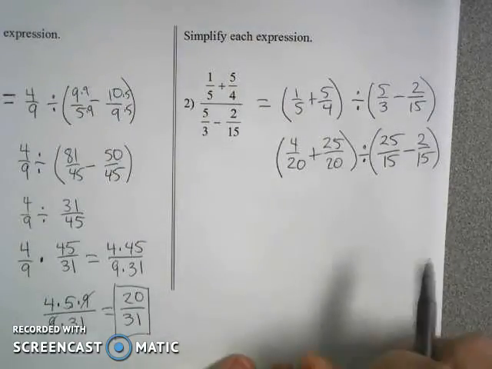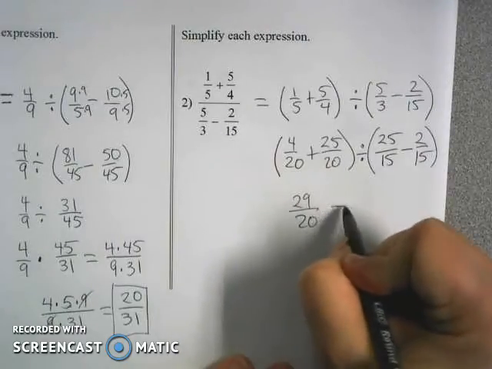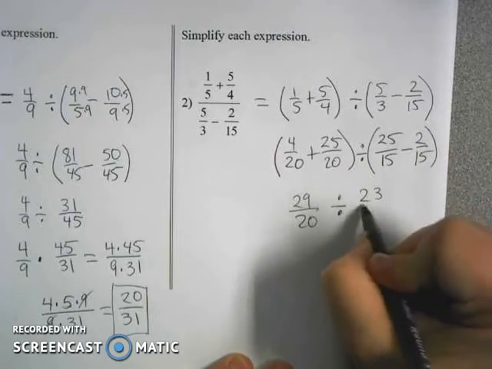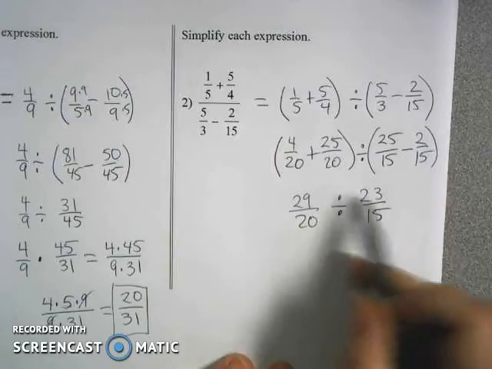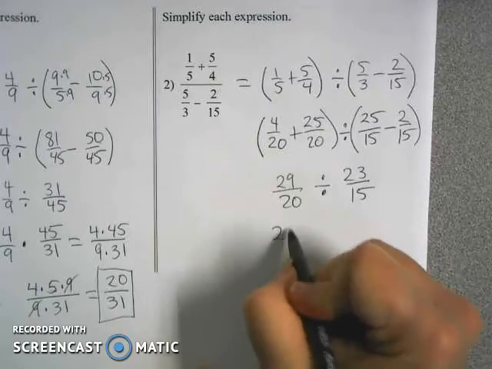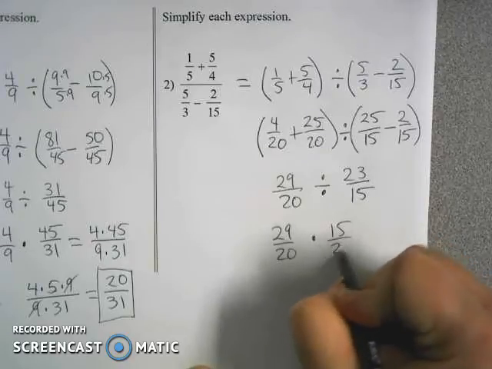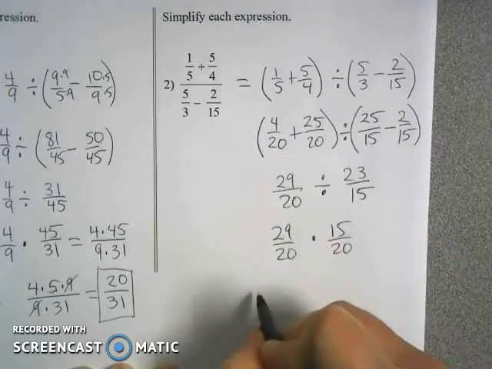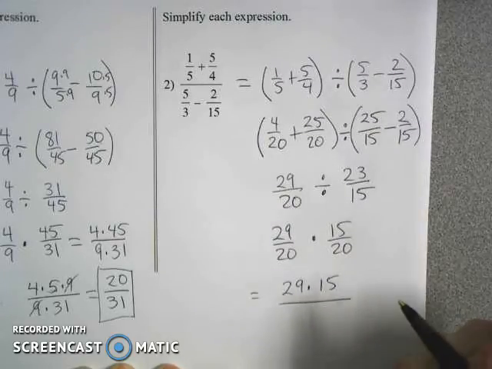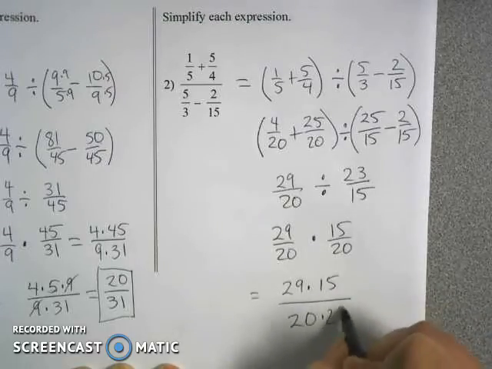I'm going to do the addition in the first set, so that becomes 29 over 20, divided by, and in the second set, take care of the subtraction, 23 over 15. It's division of a fraction, which means that I have to multiply by the reciprocal, so I'm going to write 29 over 20 times 15 over 23. So what I have here is 29 times 15 over 20 times 23.